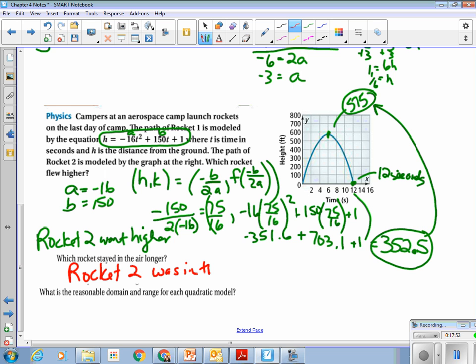Was in the air longer. Okay, last one. What is a reasonable domain and range for each quadratic model?